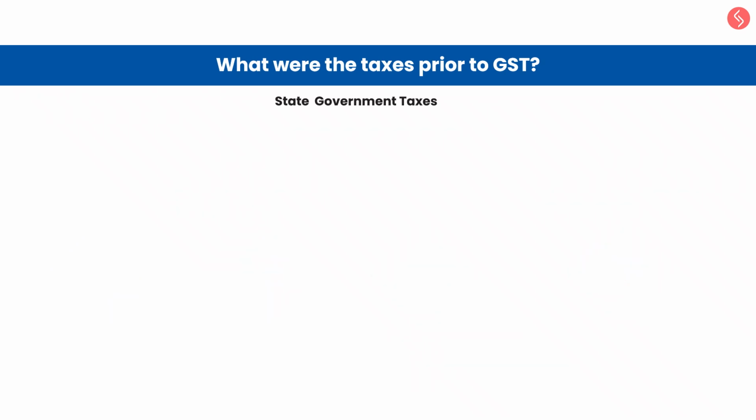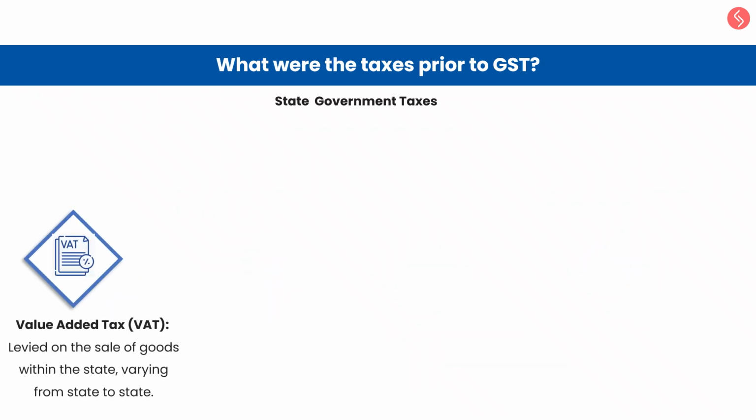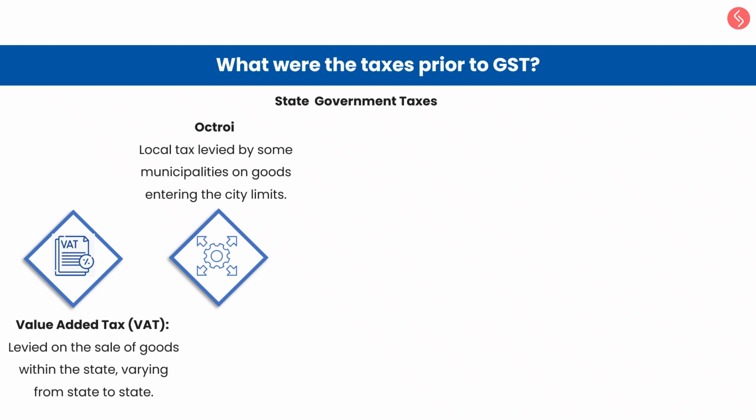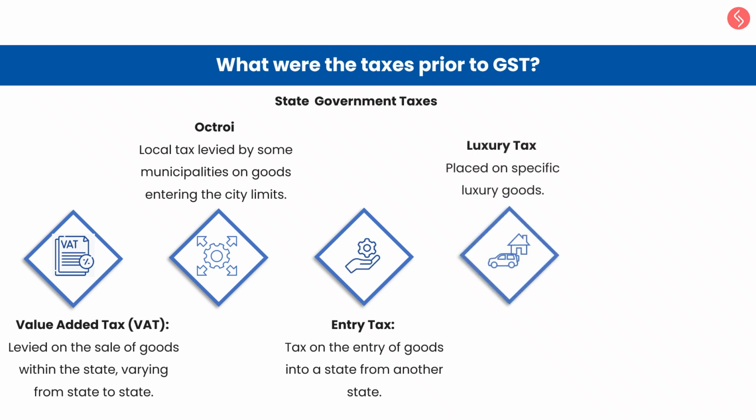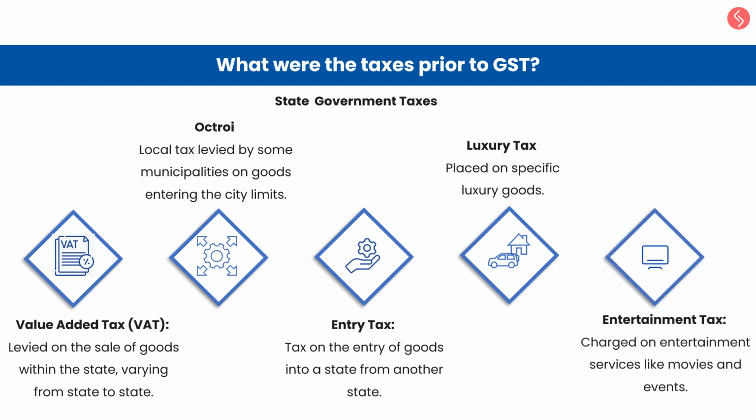The state government taxes were value-added tax, VAT, levied on the sale of goods within the state, varying from state to state. Octroi, a local tax levied by some municipalities on goods entering the city limits. Entry tax, tax on the entry of goods into a state from another state. Luxury tax, placed on specific luxury goods. Entertainment tax, charged on entertainment services like movies and events.